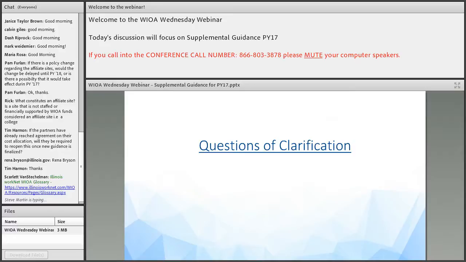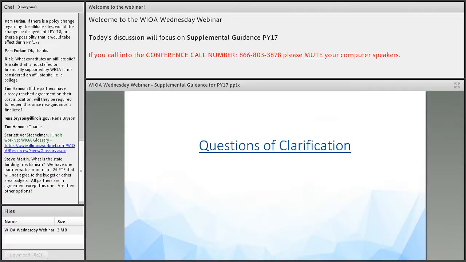Also, Scarlett did post in the bottom left of the chat pod the link to the WIOA glossary on Illinois WorkNet, and that's where you can look up the definition of the affiliate site. Thank you, Scarlett. Okay, someone stopped typing, so we'll go to the next slide.